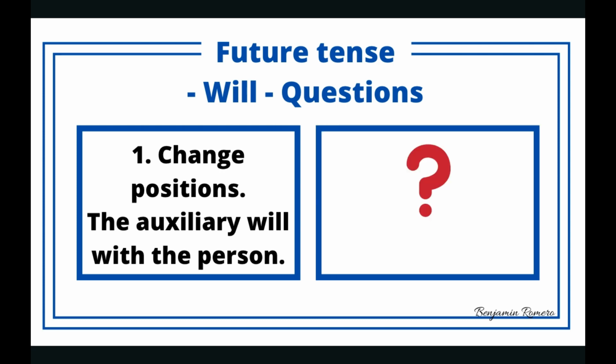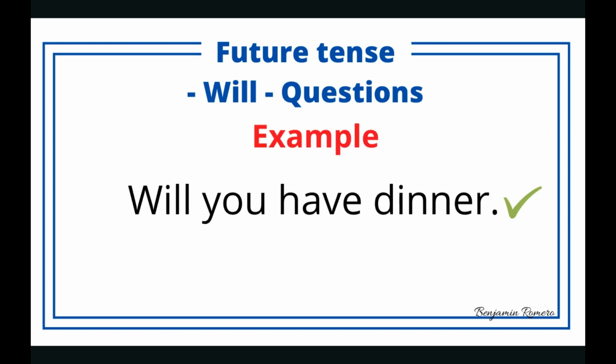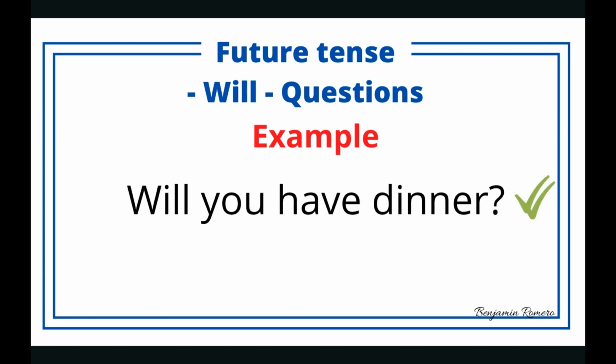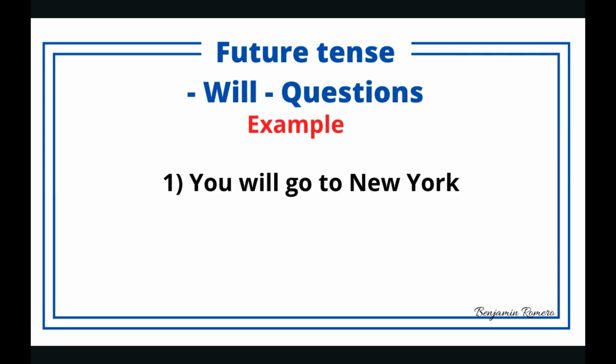Now, this is rule number 1 or step number 1. Now, what is step number 2, Mr. Benjamin? Well, step number 2 is exactly that. Add question mark. So we just have to add the question mark at the end of the question, and our questions will be complete. Let's see. Will you have dinner? Now we have to add, boom, question mark right at the end, and it will be double checked. Very good.